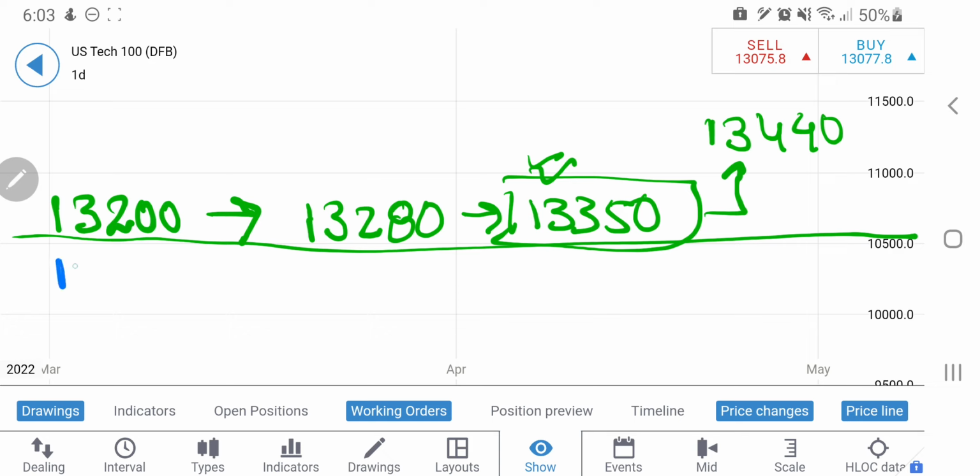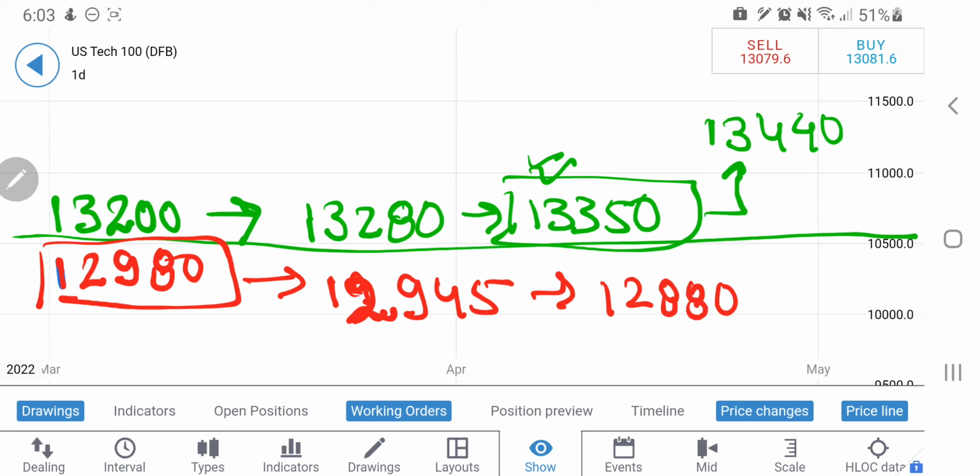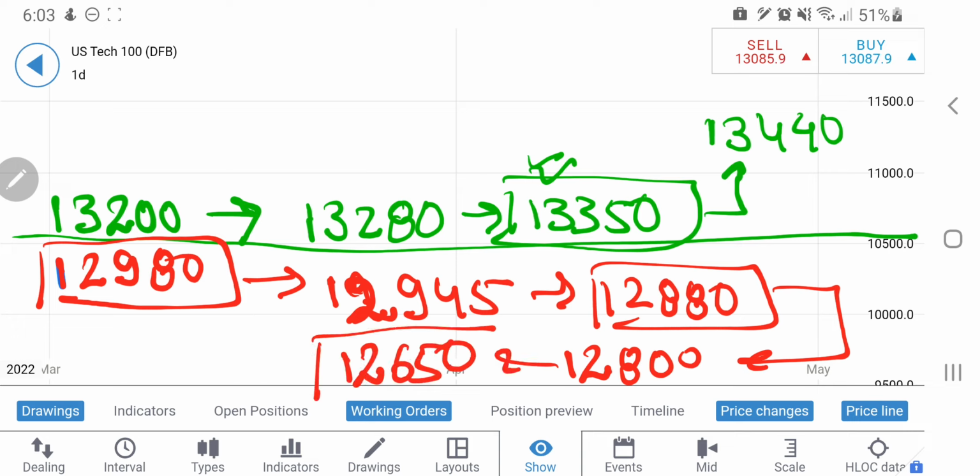At the same time, the short entry is below 12,980. I will recommend you can go short below 12,980. The target is 12,945, 12,900, rather I will say 12,880. These two are very strong support zones for US100, and if you see it trading below 12,880, one can expect 12,800. Below that one can expect 12,650. So till here possibly it may try to achieve if it continues to drop from here.